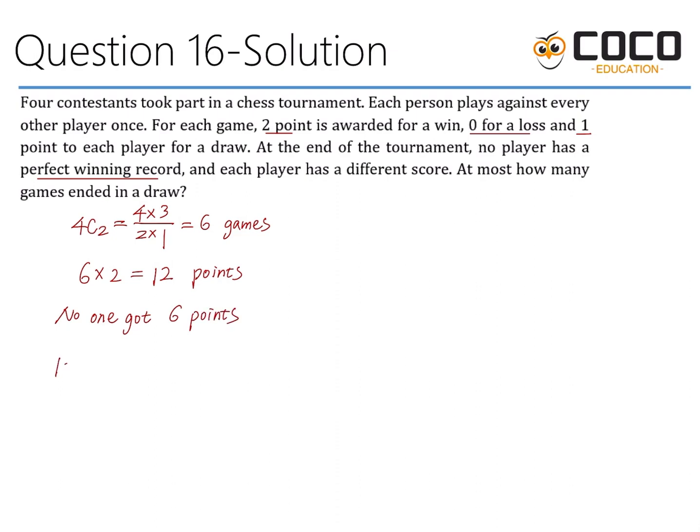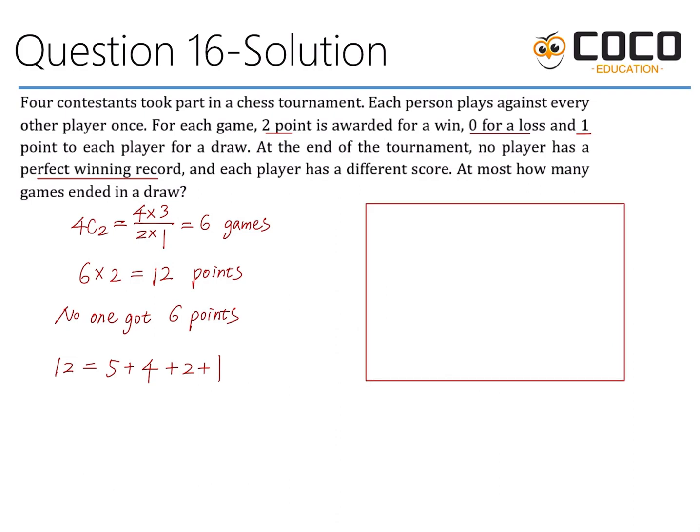So this way, let's say the player who gets the most number of points is 5. It's because 4 plus 3 plus 2 plus 1 is only 10. So the one who got the highest mark must be 5. The second player can be 4. For the last 2 players, we can let it be 2 and 1. Right, let's see if this works. So we draw a table.